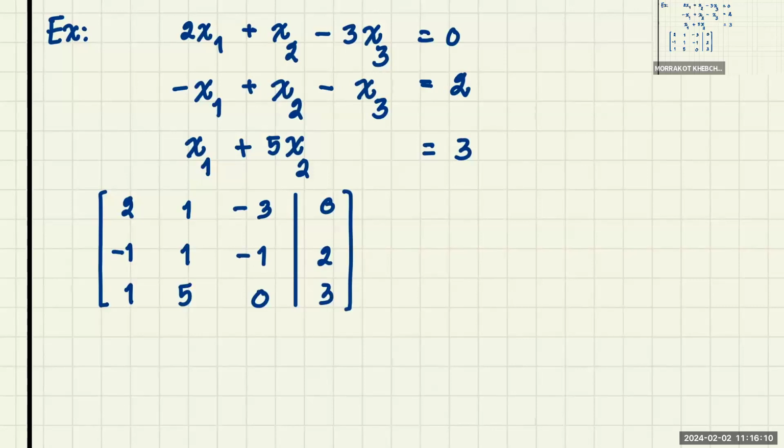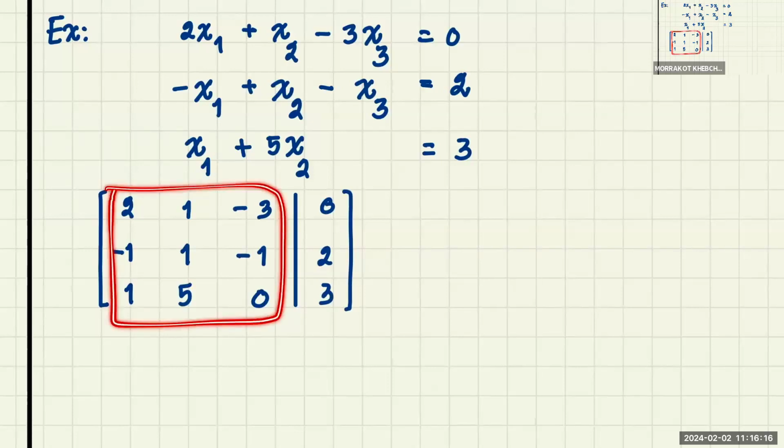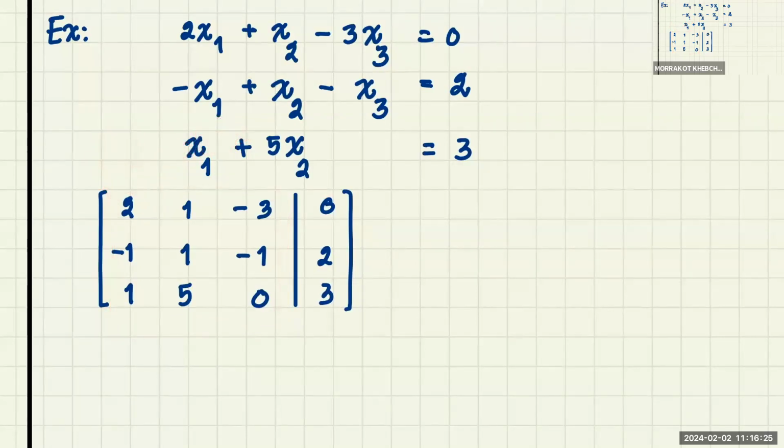For now, the matrix on the left hand side we can call a full matrix, even though it has some zeros, it's okay. Now what I try to do is mark this as my pivot. Now I will try to make this thing equal to 0, this equal to 0.